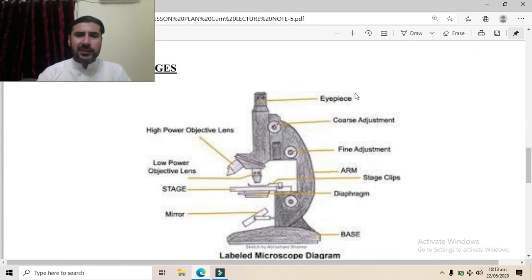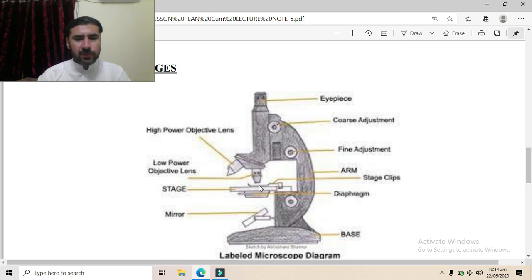As we have already discussed, this is the eyepiece through which we observe. We place our eye here and we observe. Then the high power objective lens. This is the second lens, as I have already discussed, that there are two lenses. Here is the stage, and on this stage, in this area, we will put our slide. Then the first lens, this is the low power objective lens.